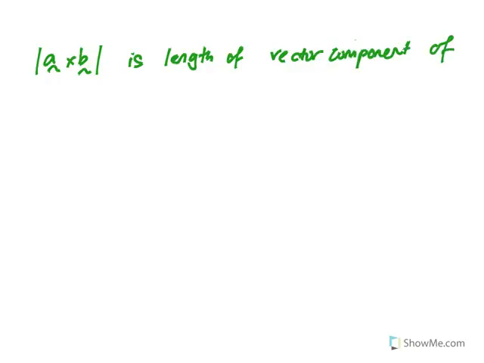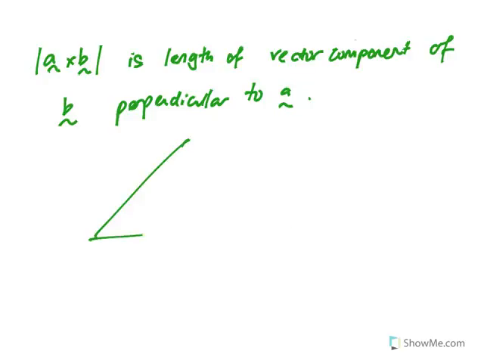Right. So I'm going to write it nicely. We can say this is the length of the vector component of B that's perpendicular to A. Please memorize this. You have to be able to state it properly. Don't just say something is perpendicular to something. The vector component of B perpendicular to A. This is B, this is A.